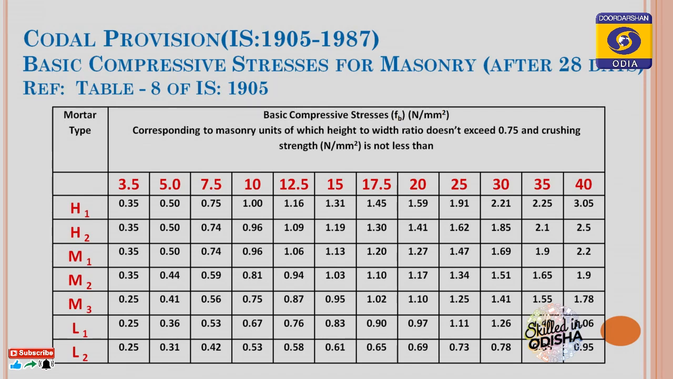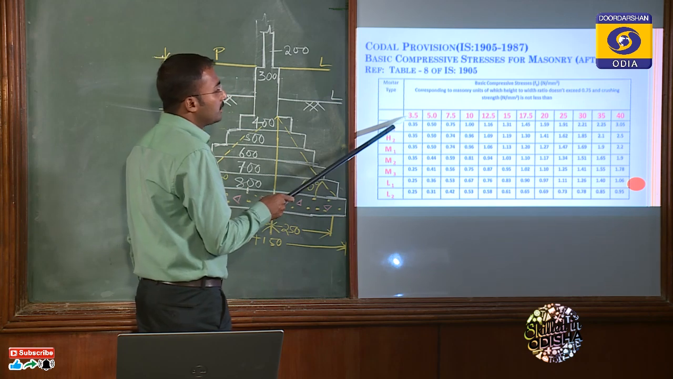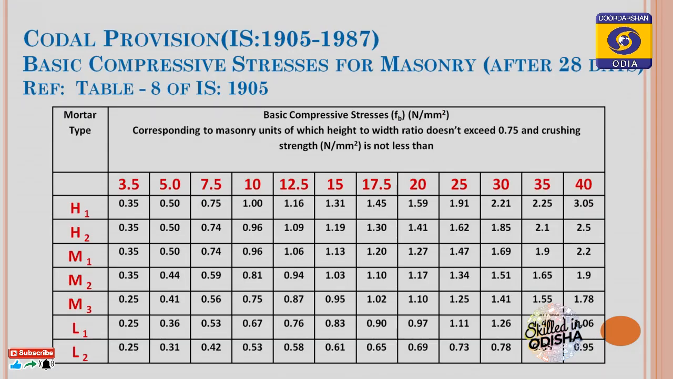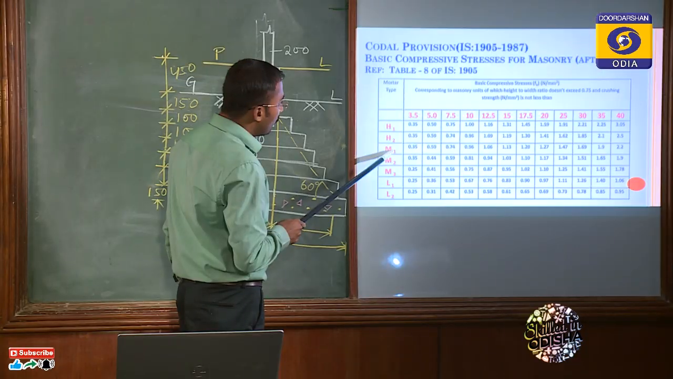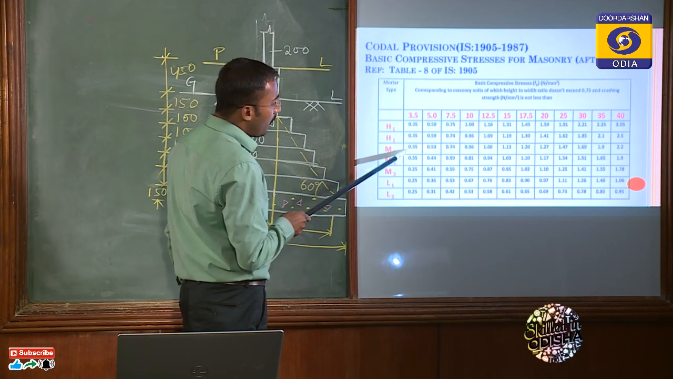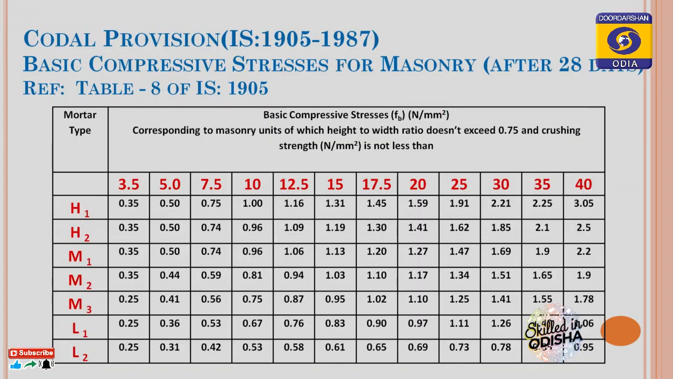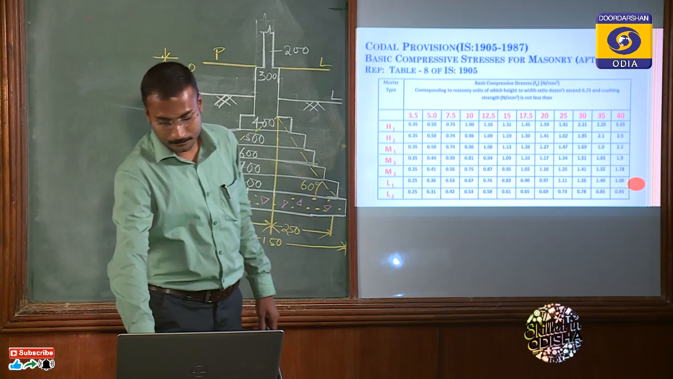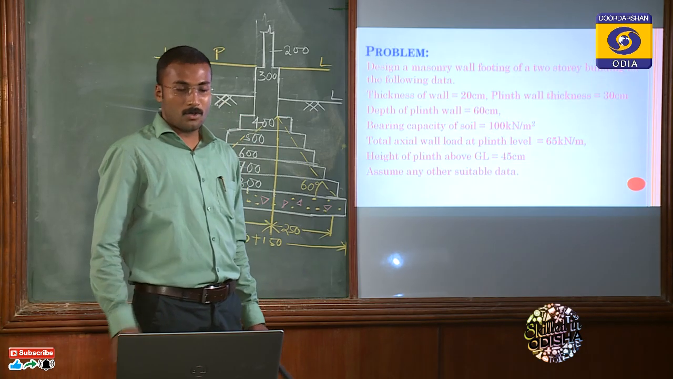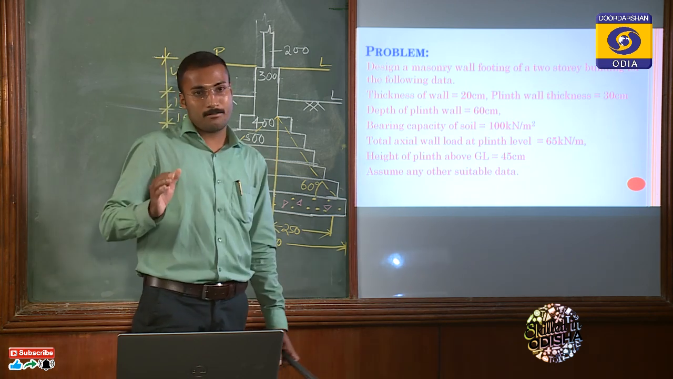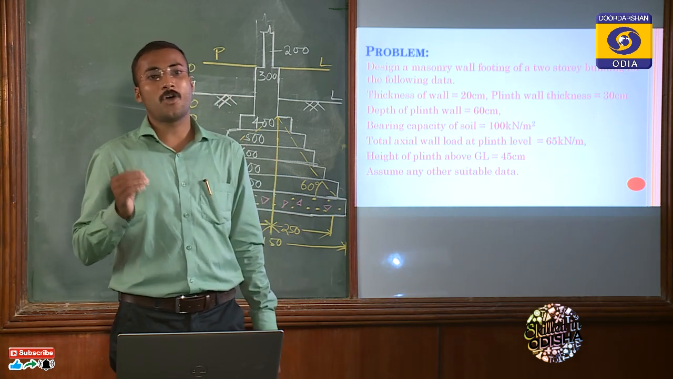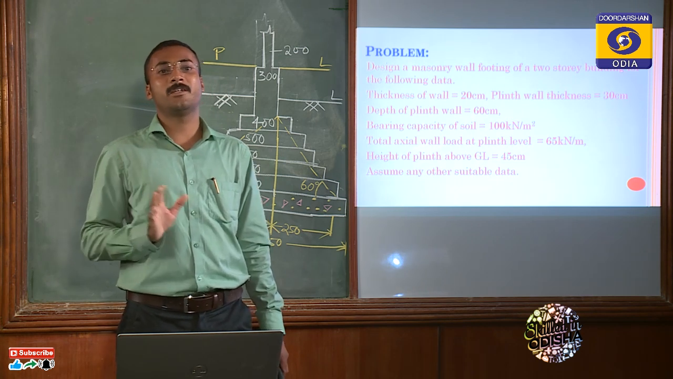Look at here, let the crushing strength of the brick be 3.5 Newton per mm square and the grade of mortar be M1. So here fb is 0.35. Like this, there are a number of compressive stresses in this table which we will require to solve the numericals on these masonry wall footings. I have already discussed the codal provision, and now we will solve a numerical on this masonry wall footing.